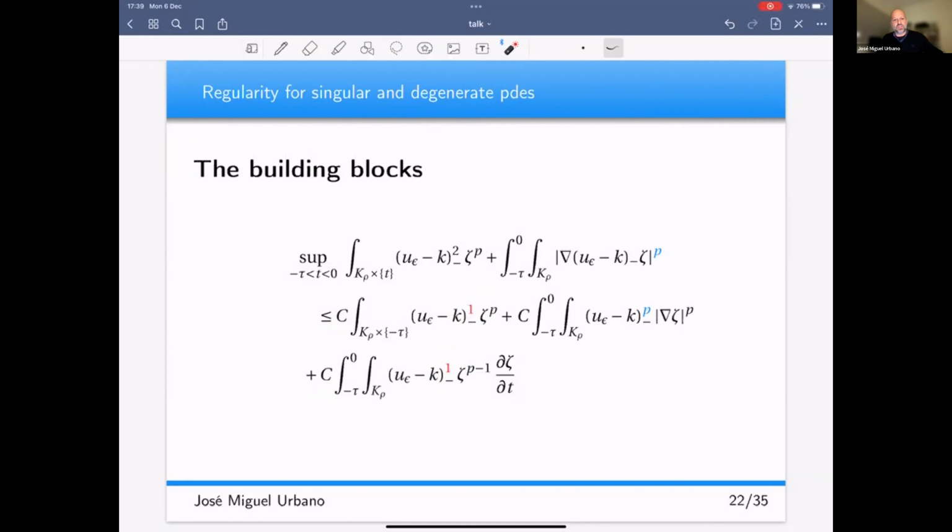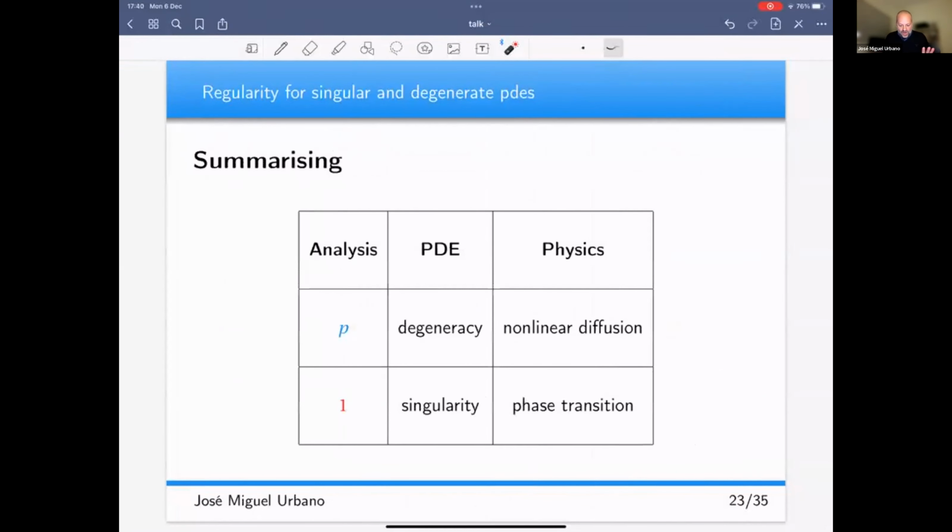I don't have time to explain why with power 1 you obtain uniform estimates, but believe me that in order for these constants to be independent of epsilon, you need to put power p here. So now you have power 2, power p, and power 1, and you have to make all these compatible. So at the level of the analysis, you get a power p in your estimates, and this corresponds to the degeneracy in the PDE, and this comes from the fact that the physics of your problem involves a nonlinear diffusion in the principal part.